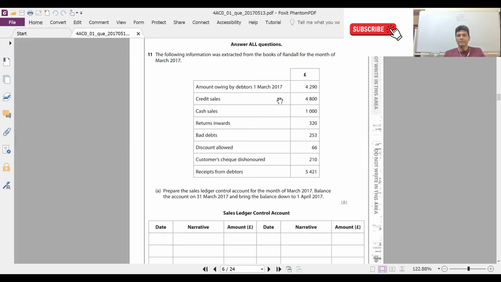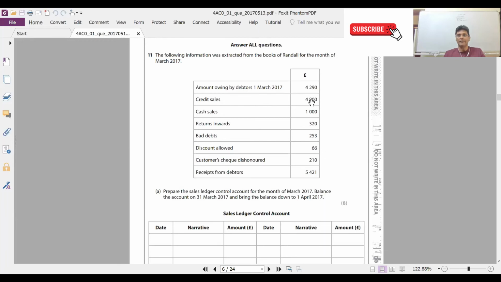Credit sales 4,800. Cash sales 1,000. Return inwards. Return inwards means sales return, right? When you sell, goods go out of your company. When the customer returns, it's coming into the business. Therefore, it is returns inward. In other words, we can say sales return.